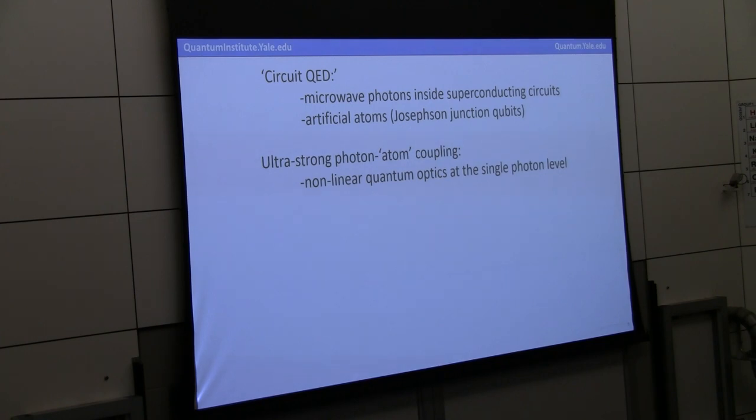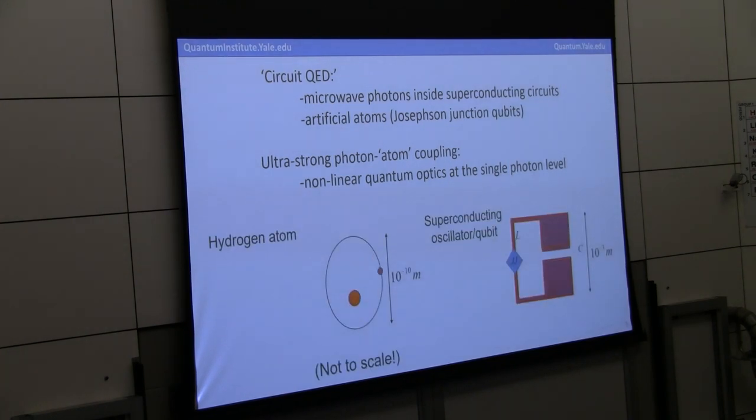And these atoms are big and they have very strong interactions with the microwave photons, which are confined into extremely small cavities, so they're never far from the atoms and they get to interact frequently. And the coupling is so strong that you can do nonlinear quantum optics at the 1 and 2 photon level. And we can achieve much stronger nonlinearities than you can in typical quantum optics setups.